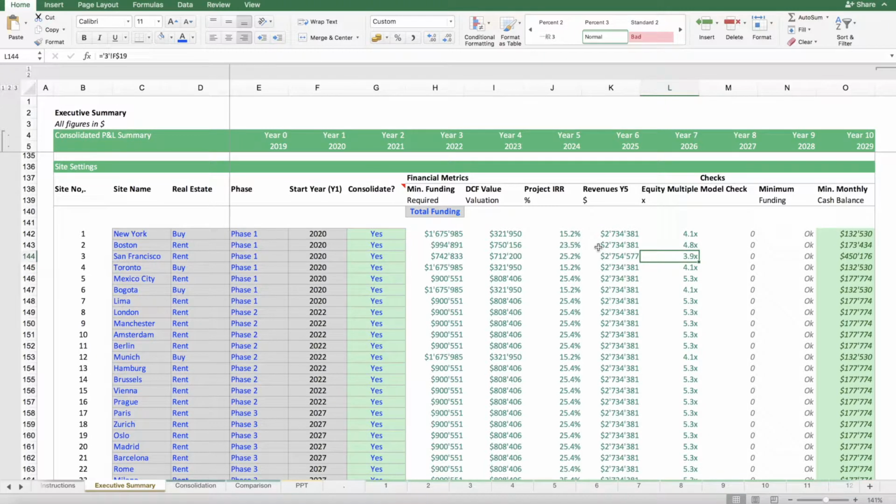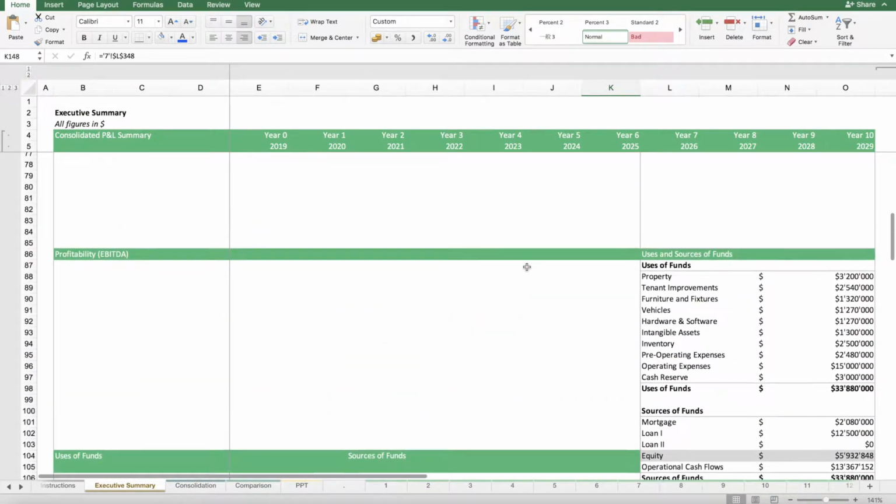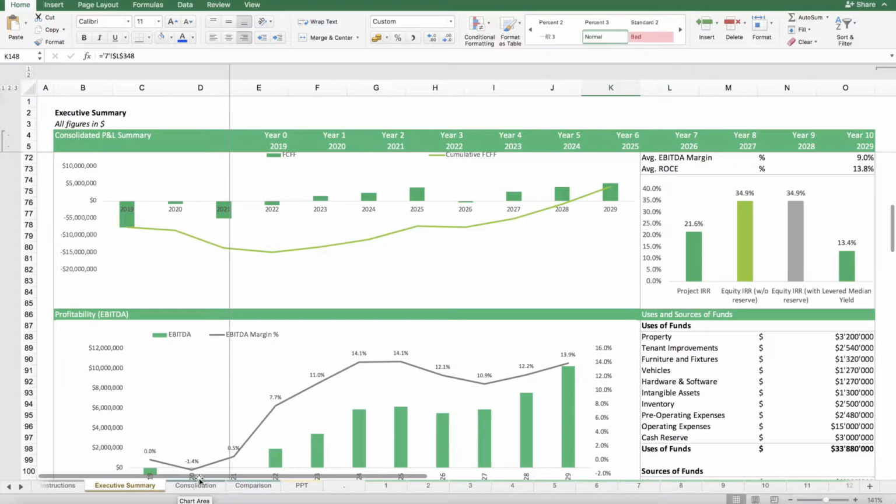Here the rest is the rest of the financials per site, and then also the checks to see if the site models work, if there are any errors in them, and to make sure that there is enough funding. Then we also need to check the overall business plan.